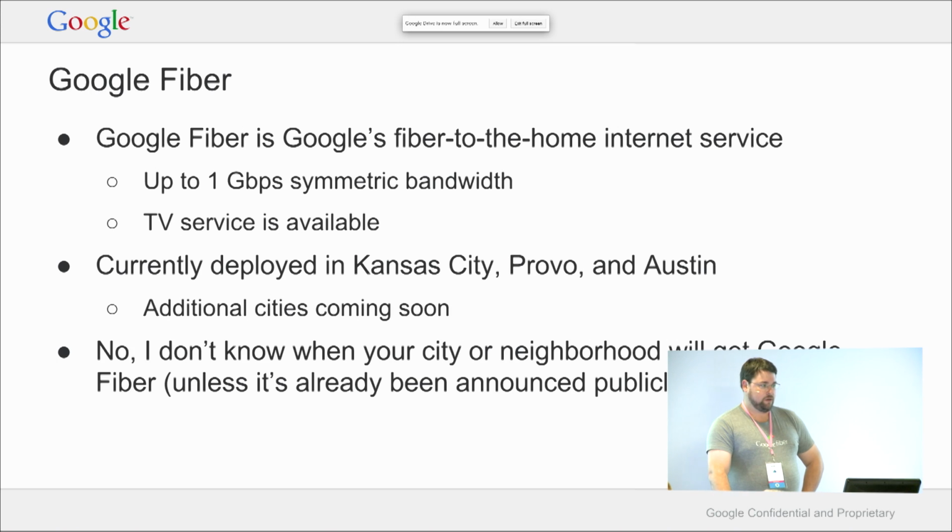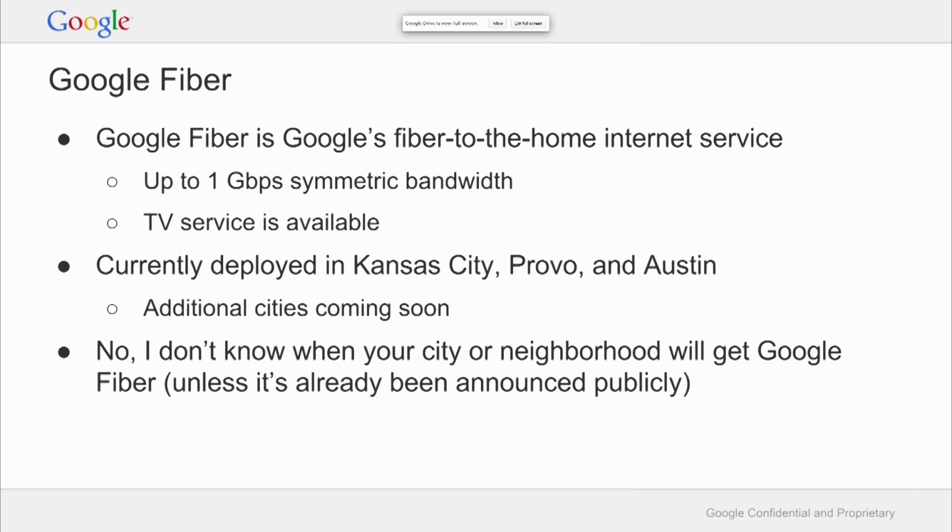So about Google Fiber, a lot of you probably already know, but I'll cover it anyway. Google Fiber is Google's fiber to the home internet service. We offer customers up to 1 gigabit per second symmetric bandwidth, so upstream and downstream, 1 gigabit. We also have a TV package available with it, about 500 channels or so. High definition, fat bit streams. It really looks good. We're really proud of it. Currently, fiber is deployed in Kansas City, Provo, Utah, and Austin, with additional cities coming soon.